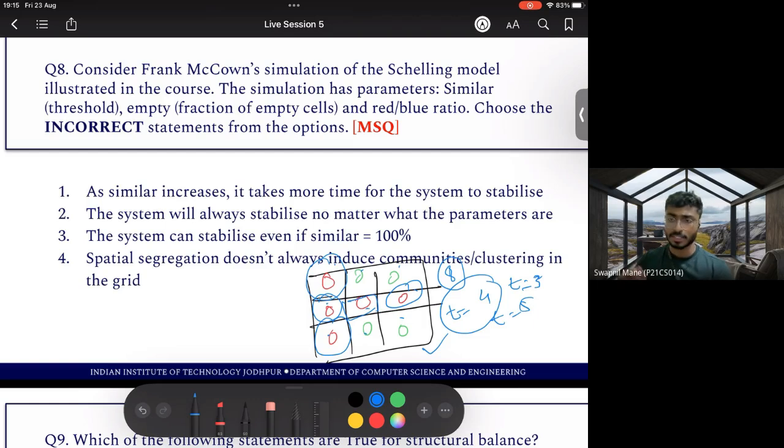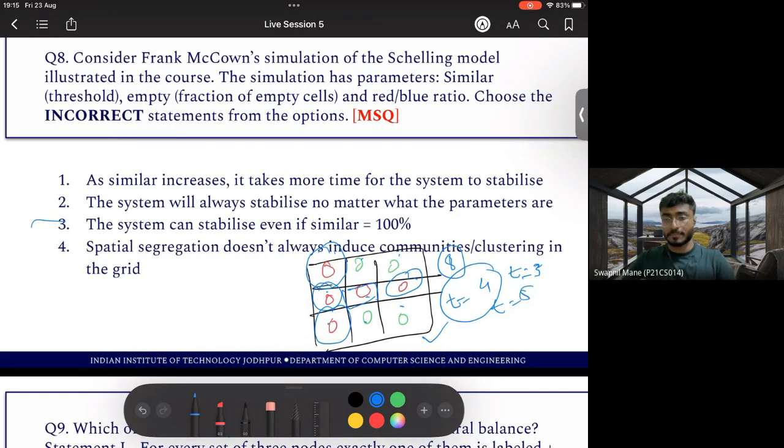The 100% similar means t is equal to 1. All the nodes, whatever nodes are there, are with similar, this condition can be done, right? In option 4, spatial segregation doesn't always induce communities or clustering in the grid. I think this has already been covered in the lecture, which is, after segregating the overall nodes, it means similar types of users are staying together, right?